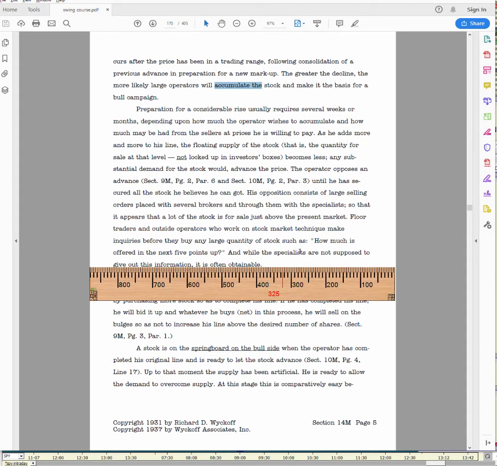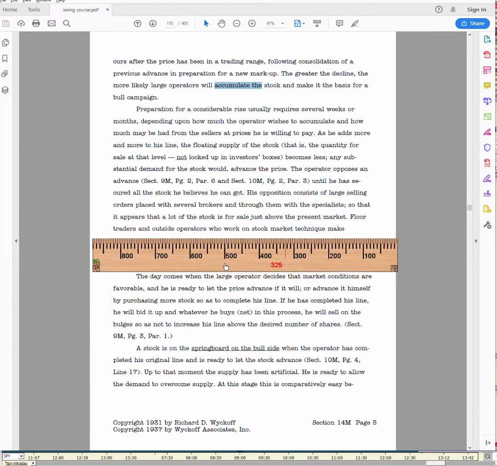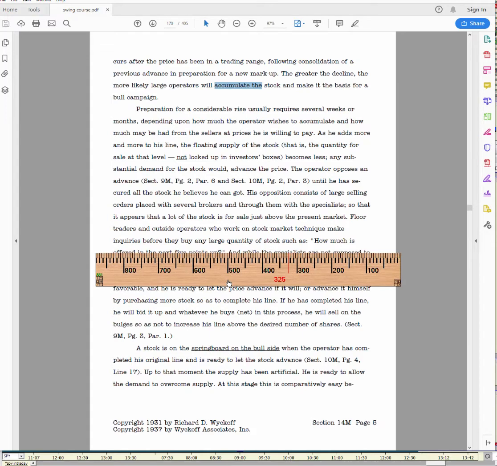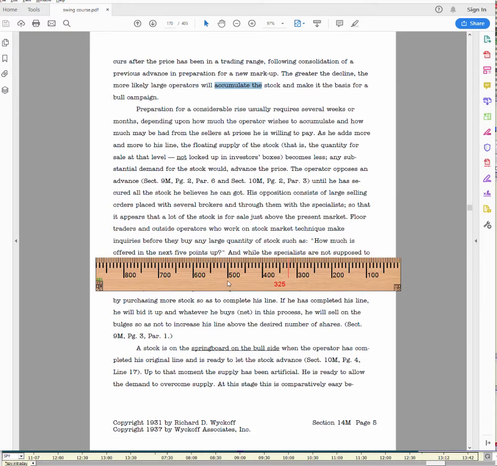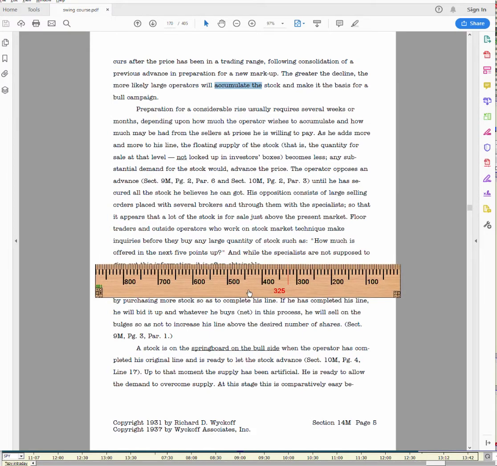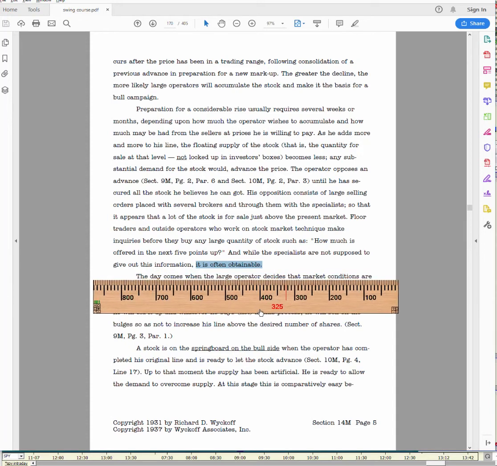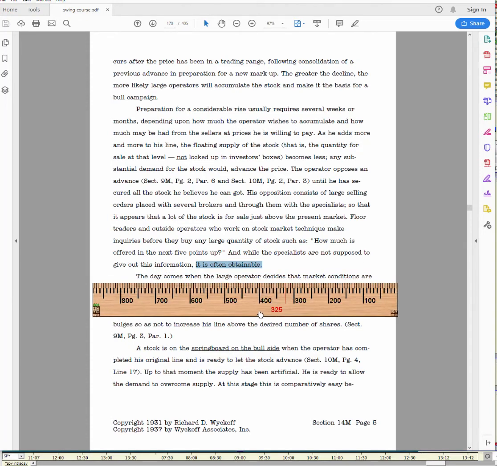Floor traders and outside operators who work on stock market technique make inquiries before they buy a large quantity of stock, such as how much is offered next 5 points up. And while the specialists are not supposed to give out this information, it is often obtainable to them. Not to the public, and not to me and you.